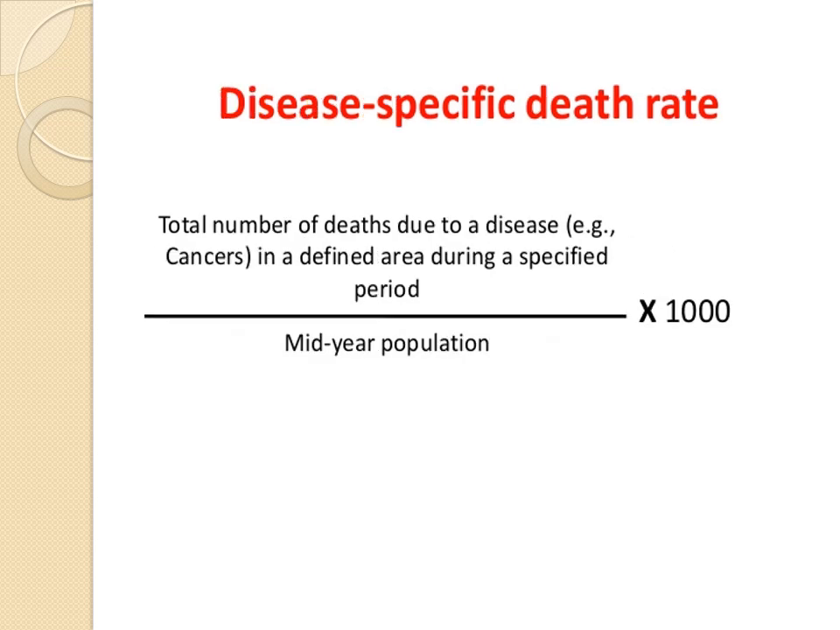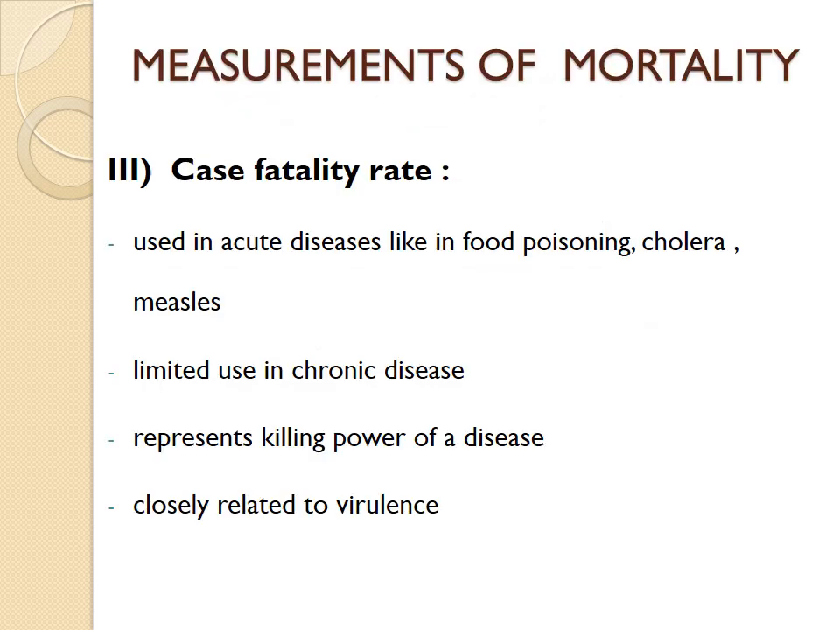Next is the disease or cause specific death rate. This is calculated by the total number of deaths due to a disease, for example cancers, in a defined area during a specified period, divided by the median population, into 1000. Other death rates are very important.